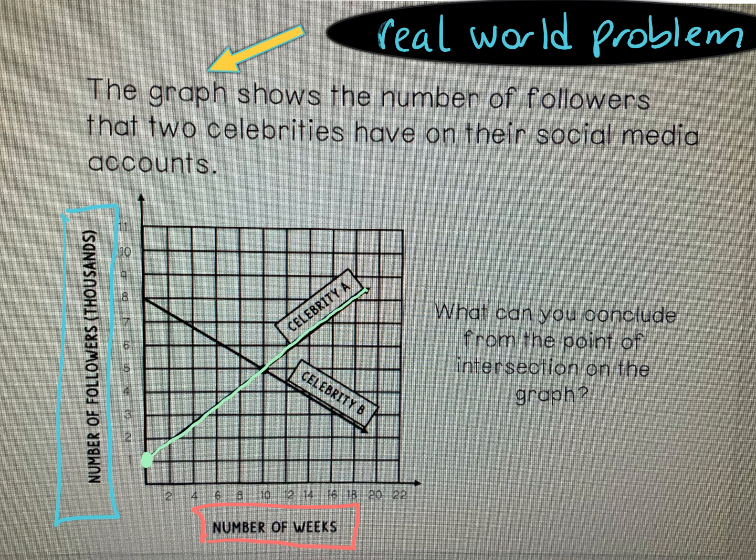And then if you look at the other one, they started with 8,000 followers and they're declining very quickly, and they're almost down to just 2,000 by week 18. So one is clearly gaining popularity and the other one is losing popularity. However, the question they're asking you is, what can you determine from the point of intersection? What I can see is that after 10 weeks, they both have about 5,000 followers, and one is just on the up and one is on the way down.